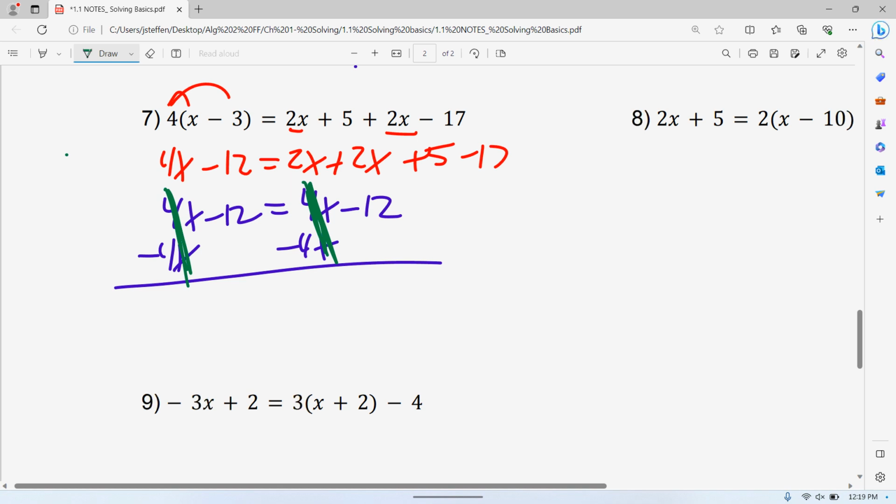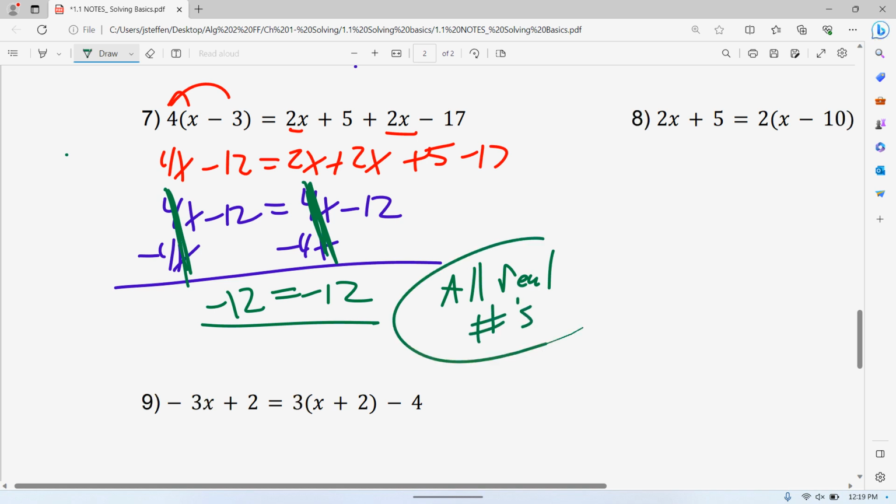You end with negative 12 is equal to negative 12. That's what we're looking at. That's the point you should already know how to do from that last review chapter. You don't have any variables left, so that's the key. If all your variables cancel, you don't have any variables in your answer, then it's either going to be all real numbers or no solution. Negative 12 is equal to negative 12, so that one is true, so it's all real numbers.